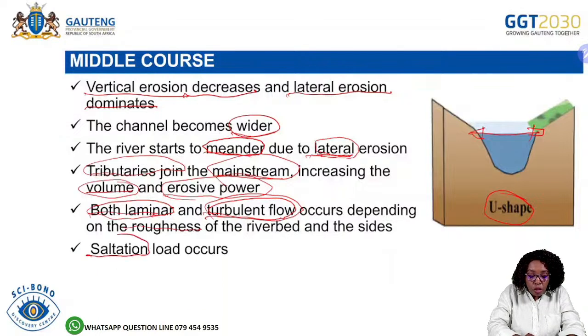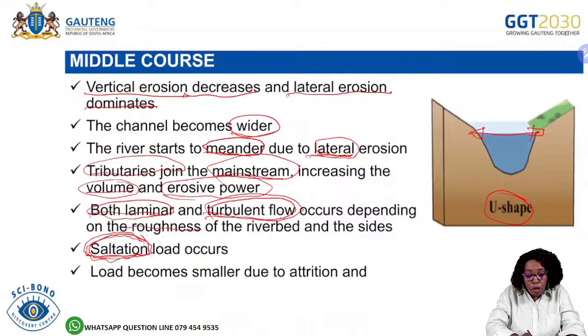Okay, then the other thing we should also take note of is that saltation of load occurs here. So there are more of the agents of erosion flowing into the particular river, which will then result in the saltation of the load there. So that characterizes the load that is carried or transported. Then the load becomes smaller due to attrition. So the bumping and the grinding of the rocks there would result in the load being smaller.